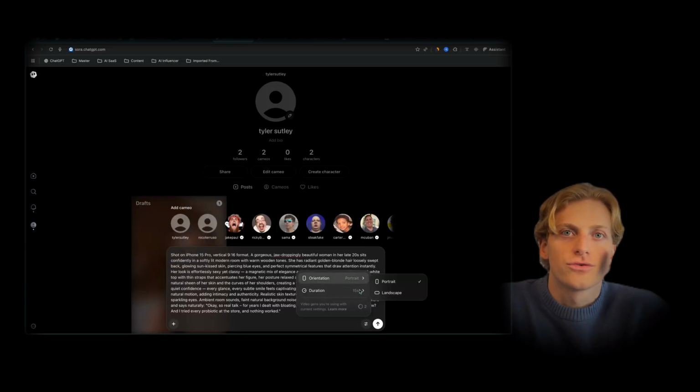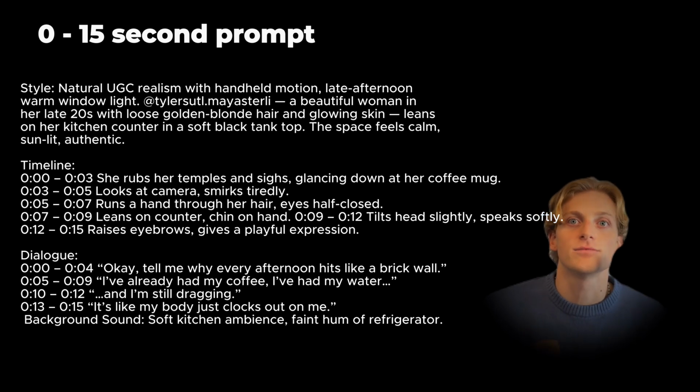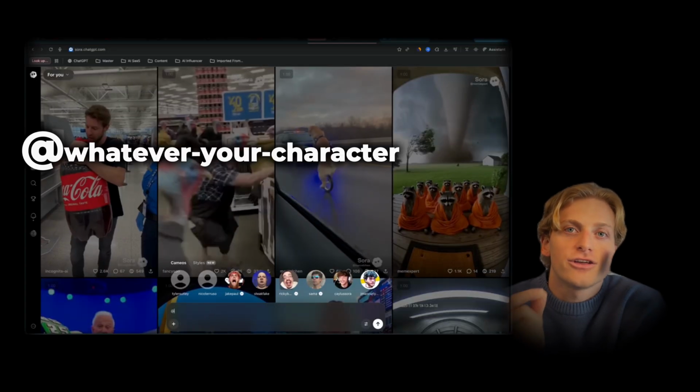So back to Sora, and now we actually go to the prompt box. And here's where it gets pretty crazy, because for scene 1, I used this prompt. She rubs her temples and sighs, glancing down at her coffee mug, looks at the camera, smirks tiredly. I literally mapped out from 0 to 15 seconds every expression, every movement, and it's important that before you hit generate, you need to remember to tag your actual character.